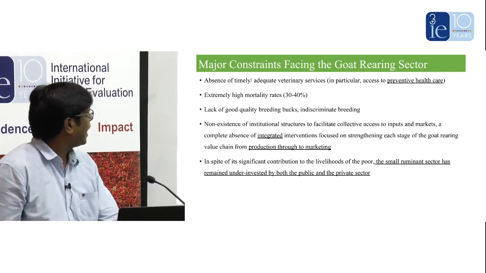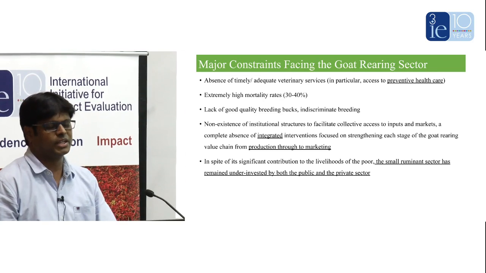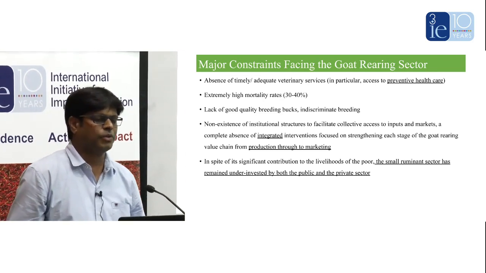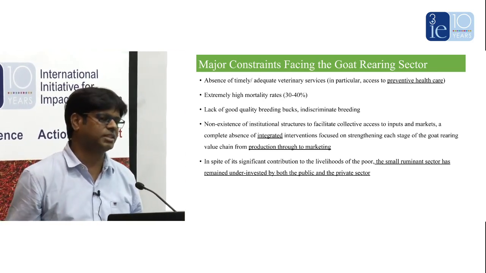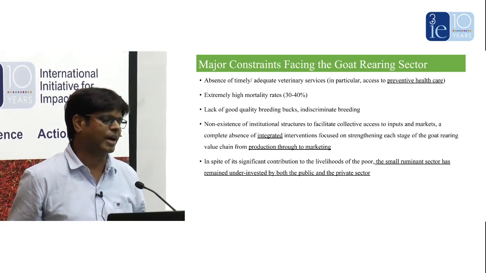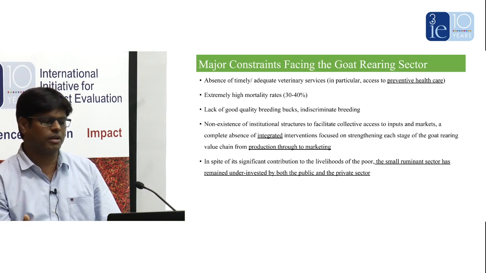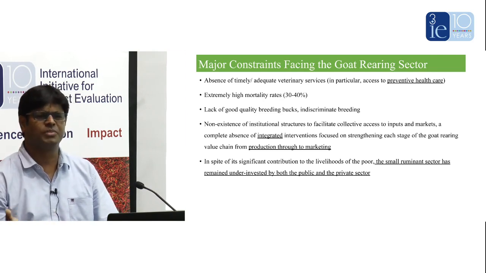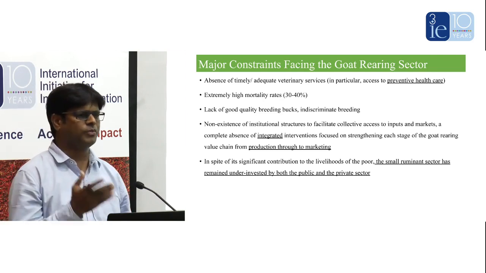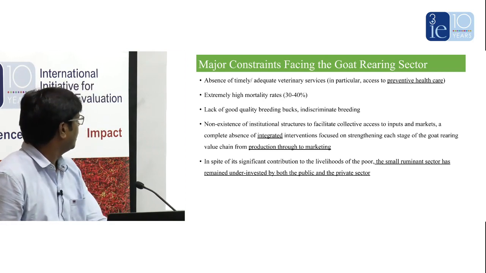The third one is lack of good quality breeding bucks, and indiscriminate breeding is one of the reasons we found. Because of the lack of good breeding bucks, dwarf animals come into the villages, and there are lots of diseases also. So we thought we could also intervene in this area.